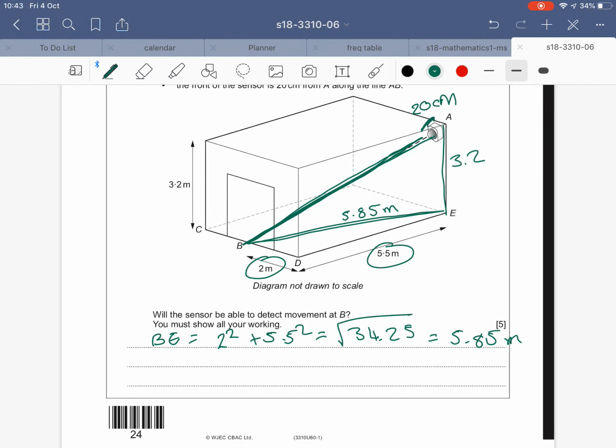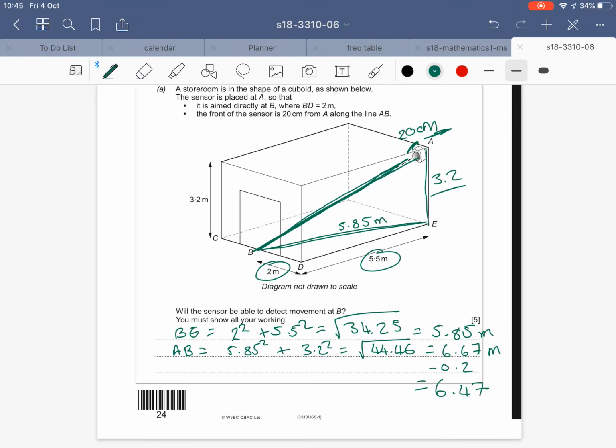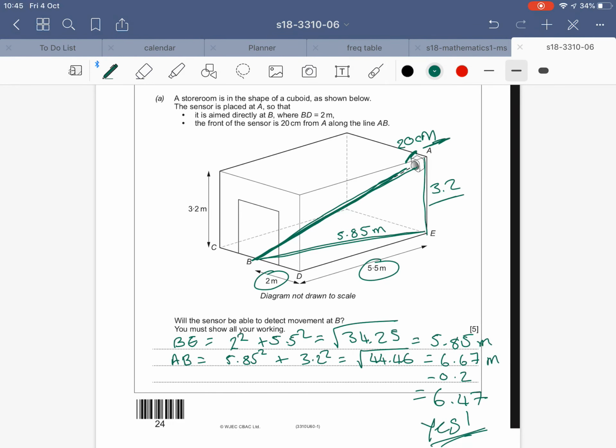Now I can calculate the length AB. The length of AB, we're going to ignore that 20 centimeters for a minute, is 5.85 squared plus the 3.2 squared, which is 44.46. Take the square root, which is 6.67 meters. But don't forget, it's gone out by 20 centimeters. This is in meters, so 20 centimeters is 0.2. So take away 0.2, and we get 6.47. What did it say it had to be? It can detect movement at 6.5. Oh, it just about does it. So yes, it's fine. If you want to write a conclusion, that's fine.